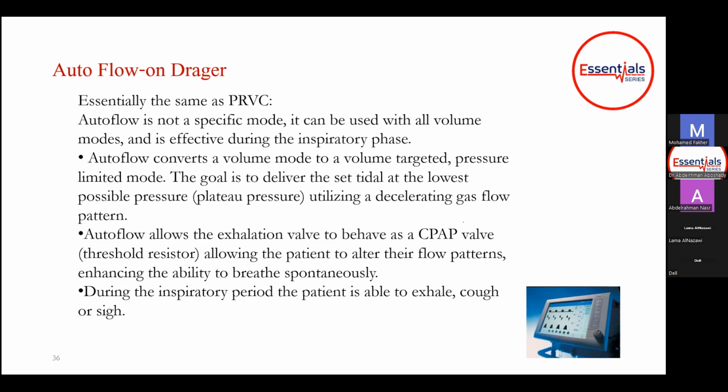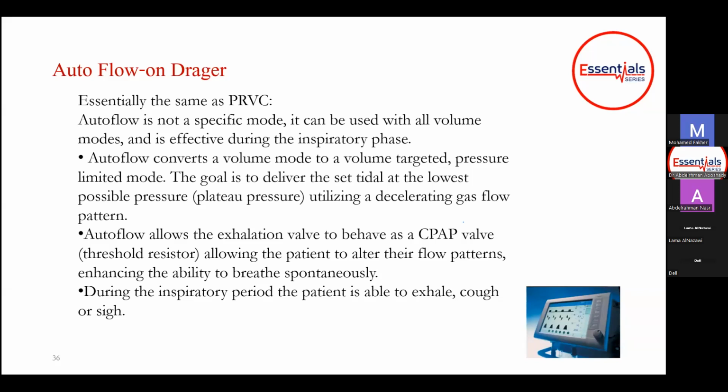So when you have a volume control in Dräger and you just turn the auto flow button on, you shift the volume control into a pressure limited with volume target. You can use the auto flow in SIMV and you can use it in volume control. So any volume breath in the Dräger ventilator is shifted to an adaptive breath using the auto flow feature.